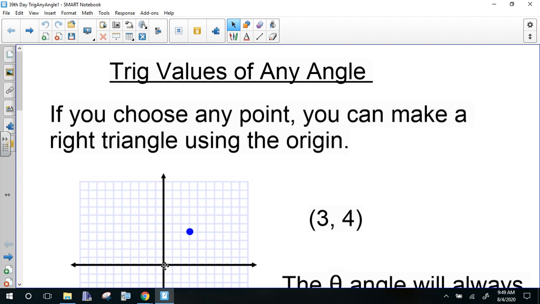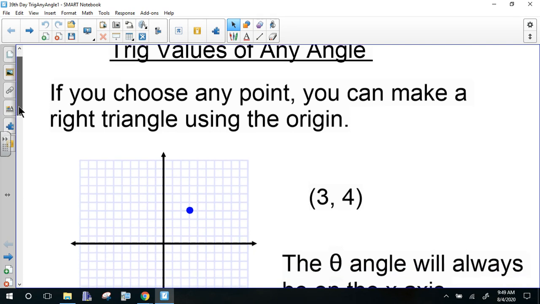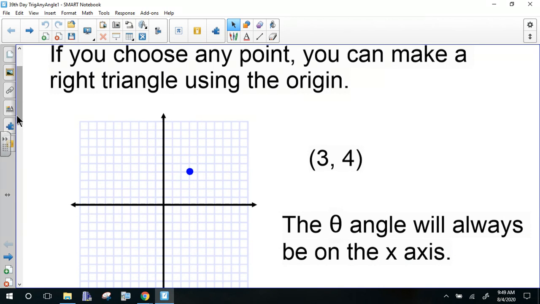Good morning, pre-calc. Today we are going to look at finding the trig values of any angle. Doesn't matter what the size is. There is a way we can do that. If we choose any point, we can make a right triangle if we use the origin as one of the vertices for that right triangle. So keep in mind that the angle will always be on the x-axis.